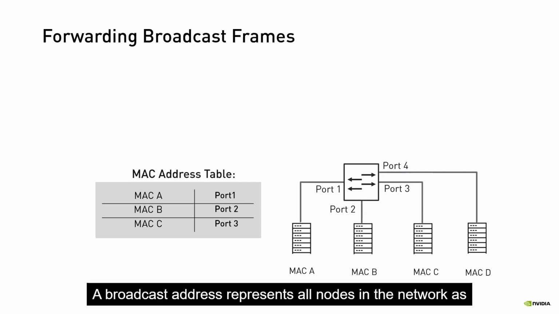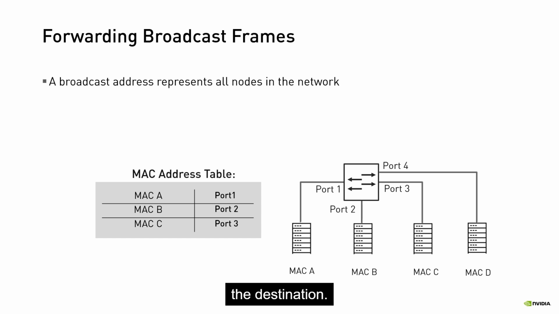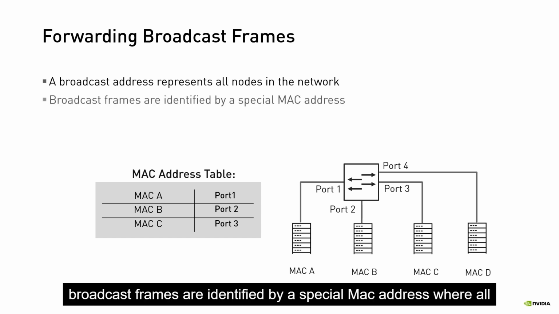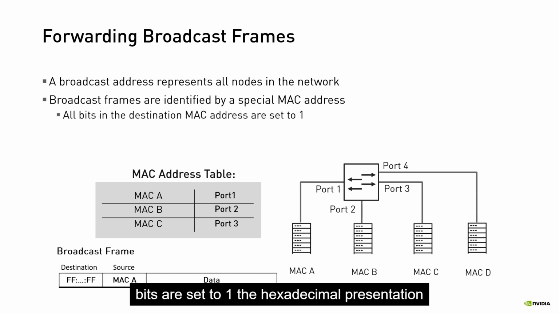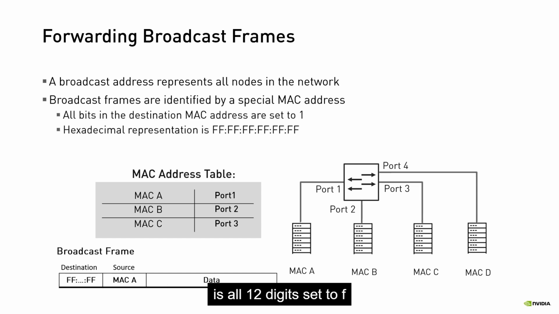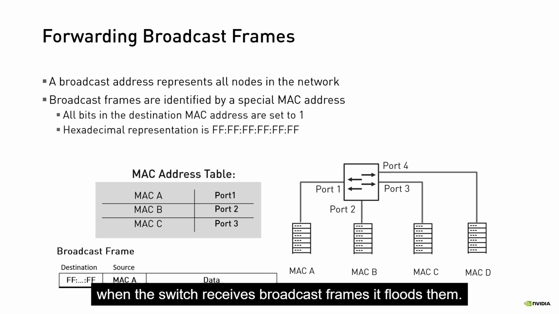A broadcast address represents all nodes in the network as the destination. Broadcast frames are identified by a special MAC address where all bits are set to 1. The hexadecimal representation is all 12 digits set to F. When the switch receives broadcast frames, it floods them.